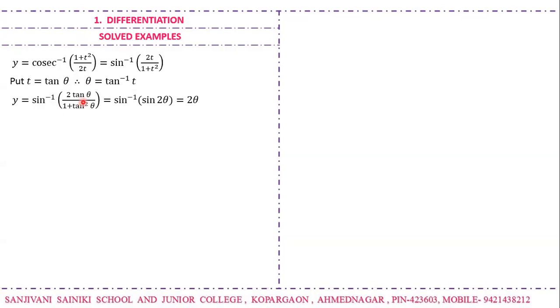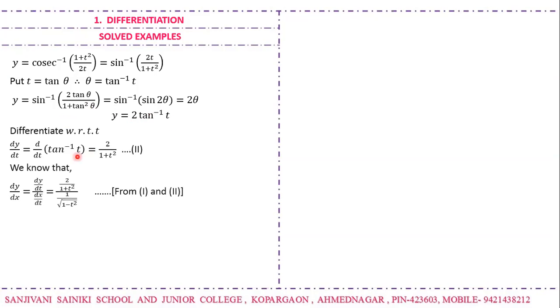So sine inverse of 2 tan theta upon 1 plus tan square theta is sine inverse of sine of 2 theta. Sine inverse and sine cancel, we get 2 theta. So y is equal to 2 times tan inverse of t. Now we will differentiate this with respect to t. The derivative of tan inverse of t is 1 upon 1 plus t square, and this 2 is there, so 2 upon 1 plus t square. This is our equation number 2.